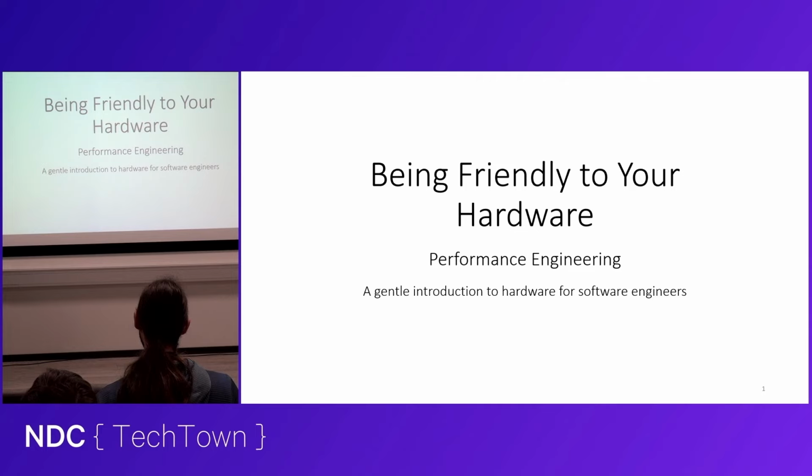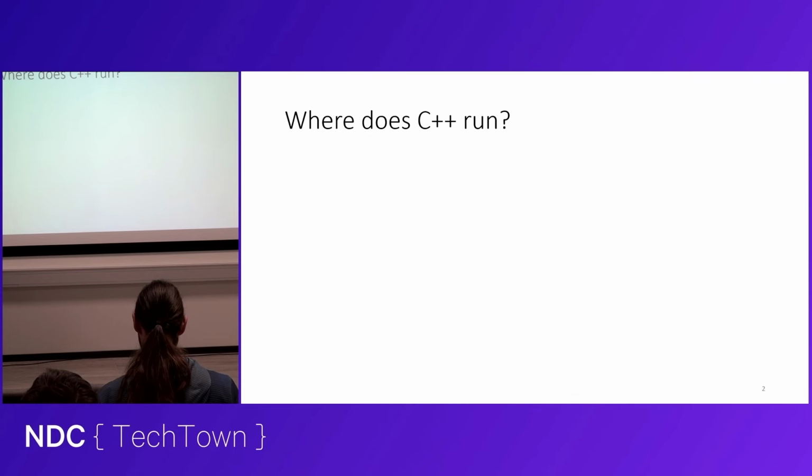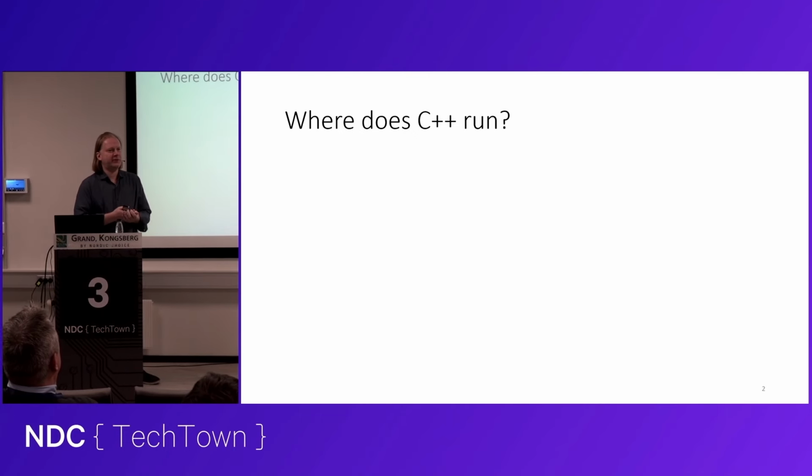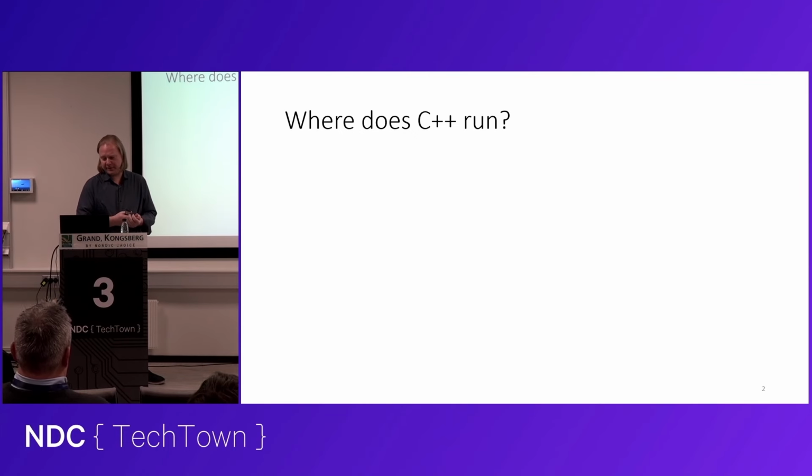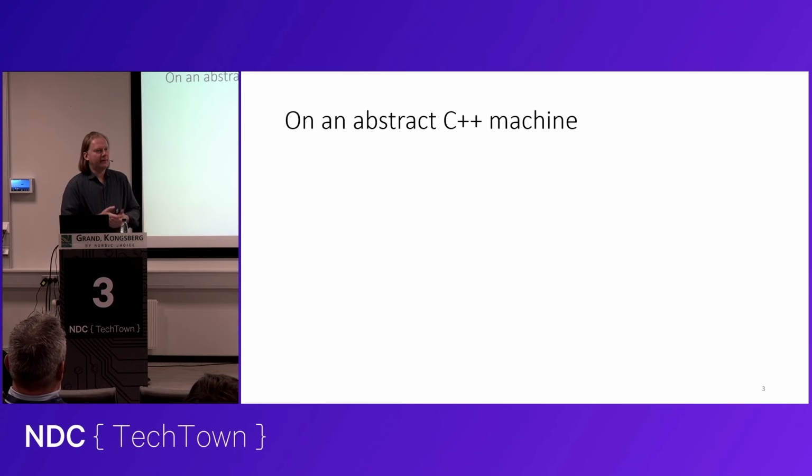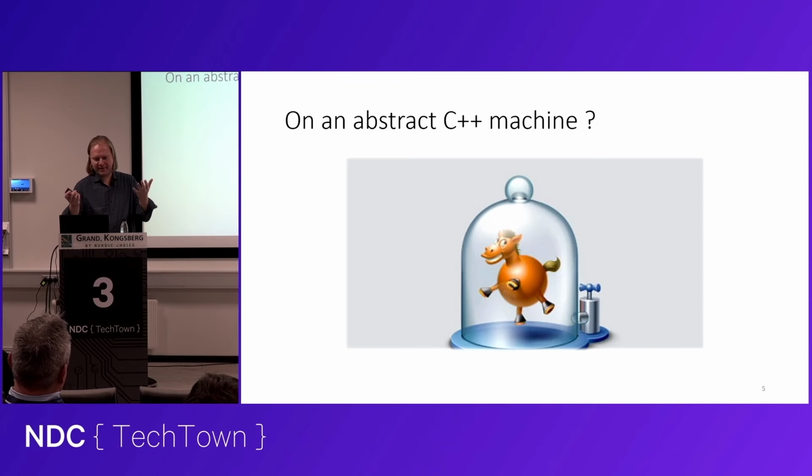Right. So a gentle introduction to hardware. So first, let's start as we are in a software engineering conference. Well, there are multiple programming languages in discussion, but one of the dominant ones is C++. Where does C++ run? On an abstract machine. Have you seen one? Yes, it's an abstract machine, right?